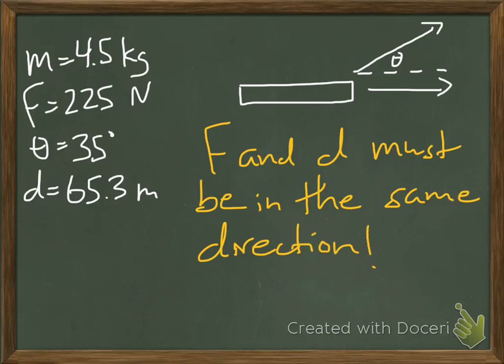Right now they're not. Look, the displacement is in this direction, strictly to the right, but the force is in this other direction, angled up. We can't have that. It doesn't work. So we need to either make the distance go up that way, or take the force and make it go down that way. I think it's a lot easier to take the force and make it go down that way. We can just use our cosine function. Let me show you exactly how to do that.